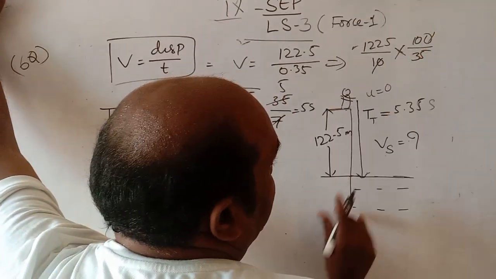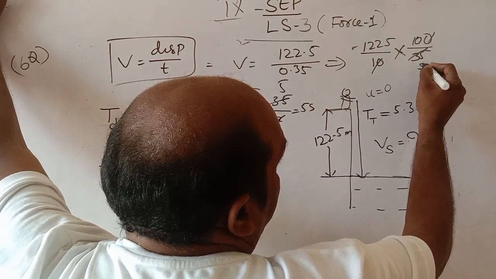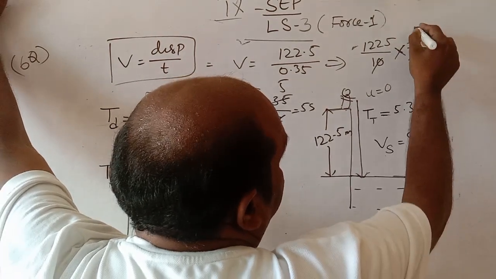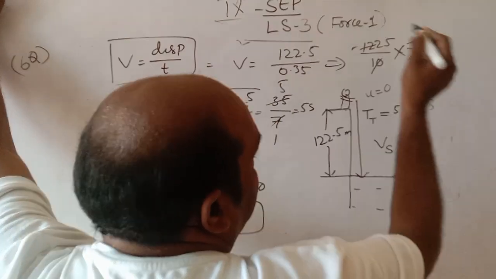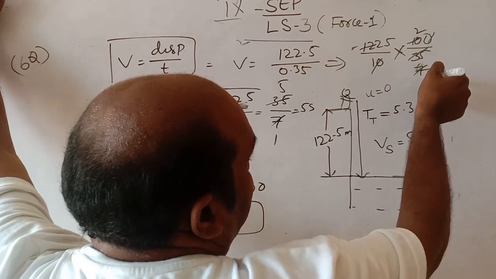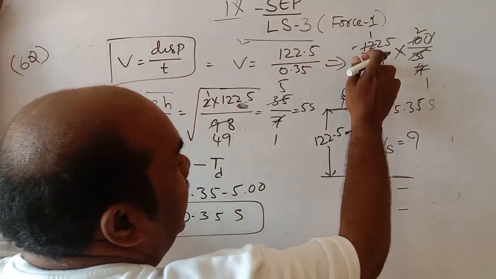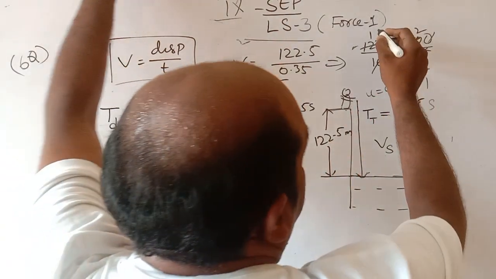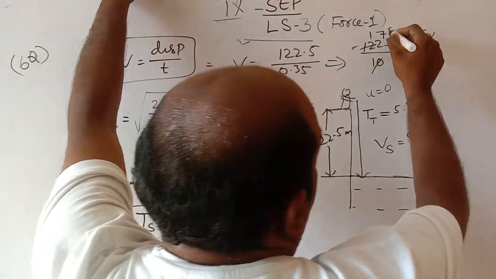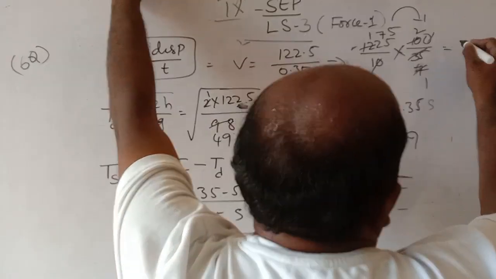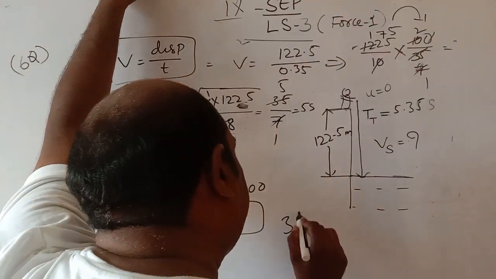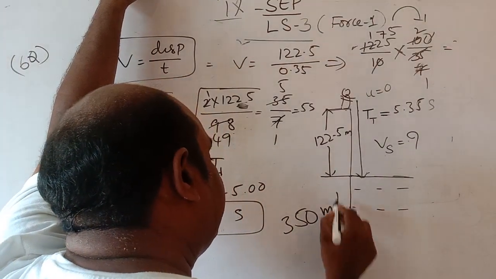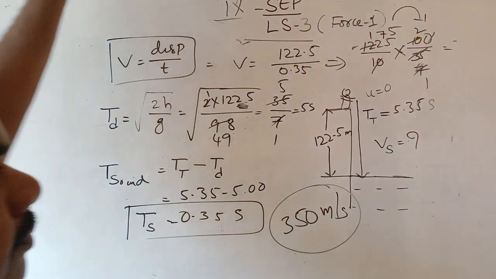10 10 cancel. 5 7s are 35, 7 1s are 7, 5 remainder. 7 5s are 35. 7 7s are 49, 7 8s are 56. So 175 into 2. This is 350 meters per second, the velocity of sound in air.